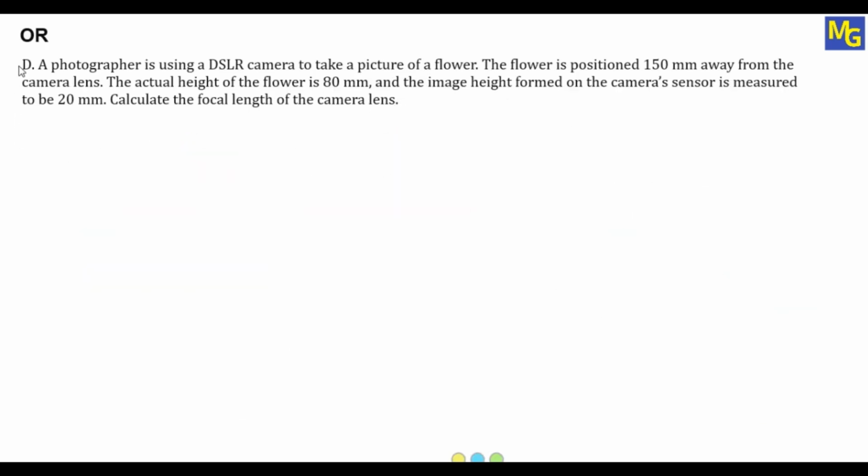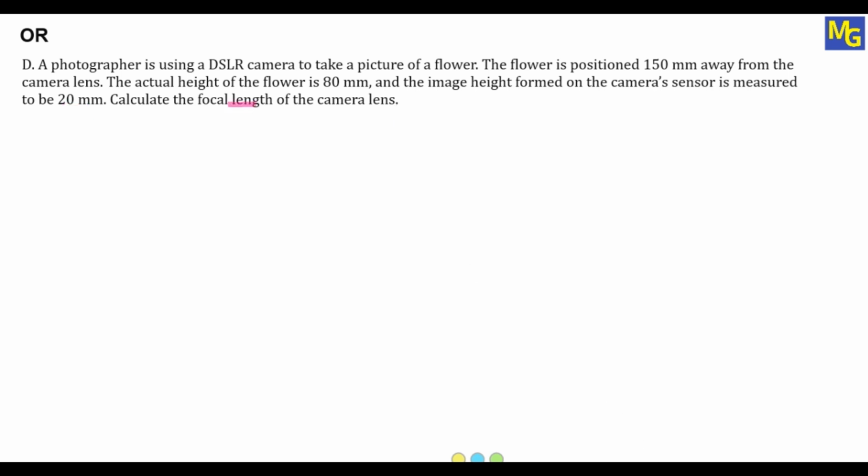Now question D is: a photographer is using a DSLR camera to take a picture of a flower. The flower is positioned 150 millimeter away from the camera. So we have an object distance. It is 150 millimeter. The actual height of the flower is 80 mm. So we have been given the height of the flower, the height of the object, that is 80 mm. And the image height formed on the camera sensor is measured as 20 mm. So we have the image height also. We have object height and we have image height. Calculate the focal length of the camera.